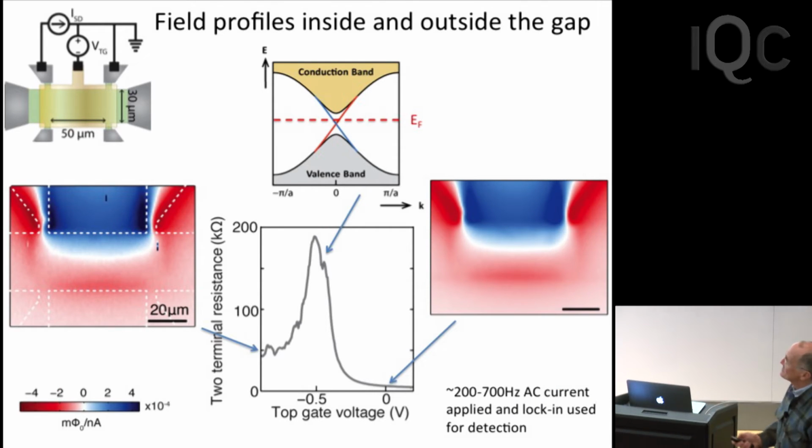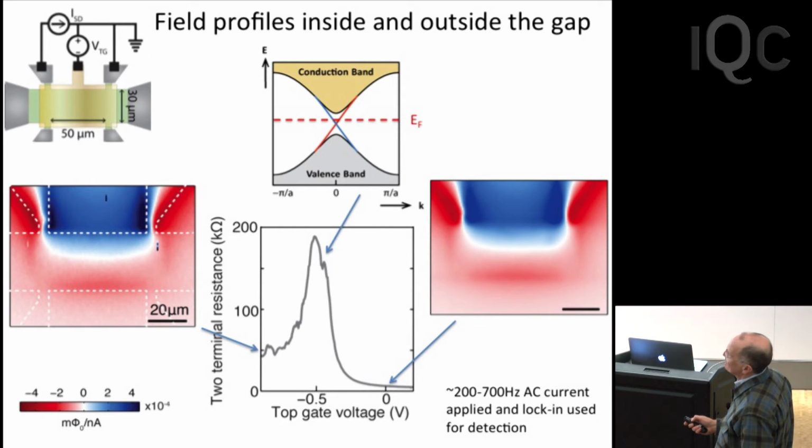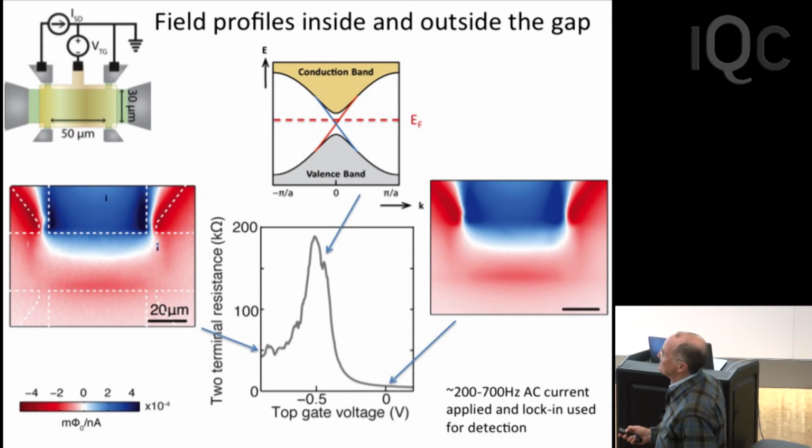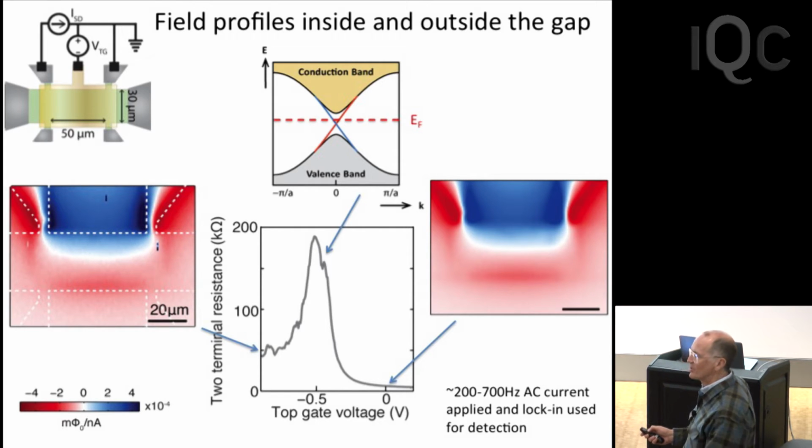So these are images that are taken when the Fermi level is either in the valence band or in the conduction band. And let me spend a second to explain the color maps that I'm going to be using. So here, blue is magnetic flux going up through the pickup loop. Red is magnetic flux going down through the pickup loop. And white is sort of zero.